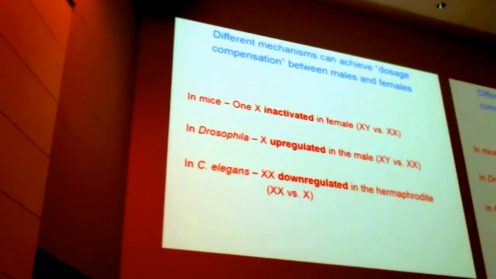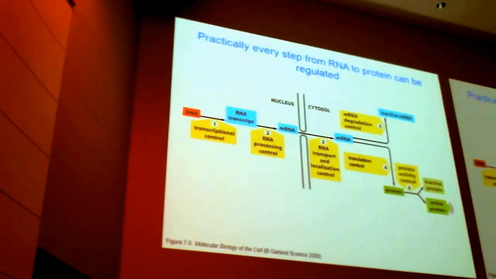So the general reason for why this happens is to equalize the level of gene expression from the X chromosome between males and females. And this is called dosage compensation. So that brings us to gene regulation and the many different steps along the way.